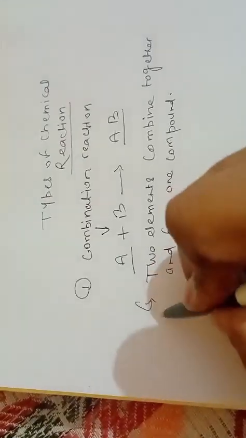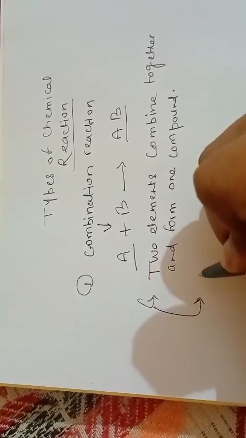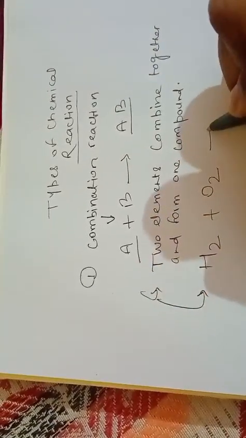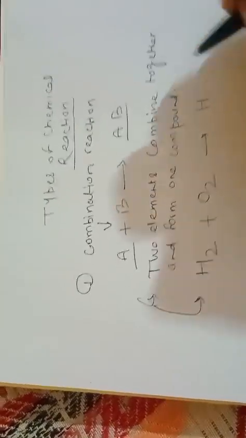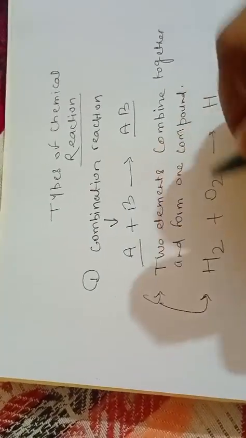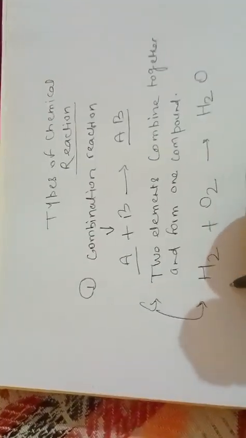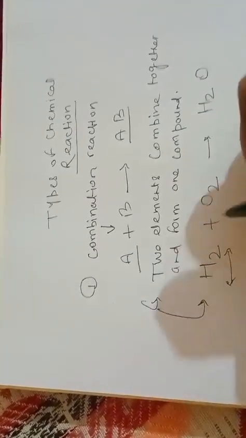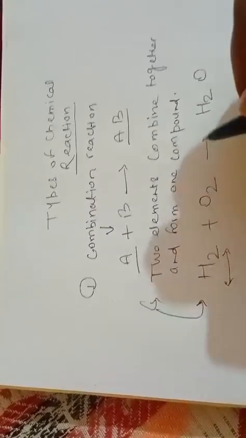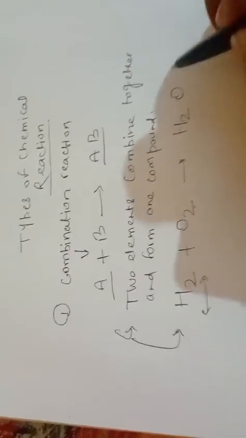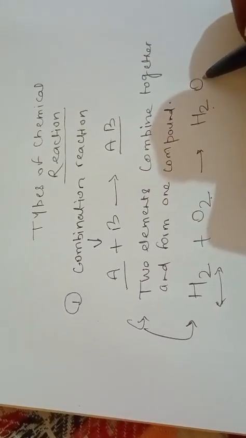Let us try to understand with another example. Suppose we have hydrogen and we have oxygen, and they combine together and form water. Now, first we see that it has two atoms of hydrogen and two atoms of oxygen, but what we get is two atoms of hydrogen and one atom of oxygen.